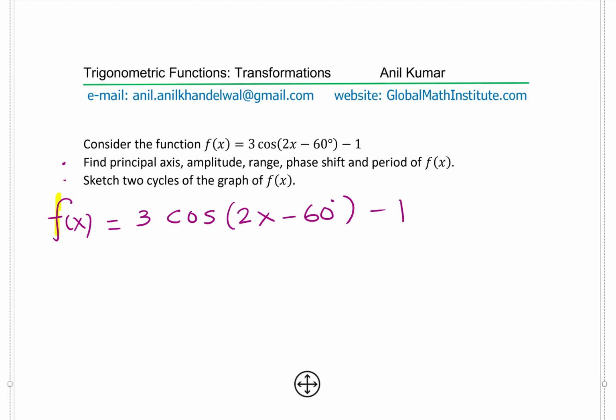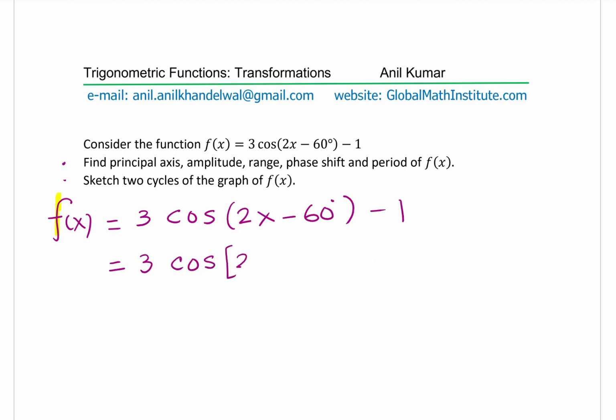To describe the transformation, it is always a good idea to factor the argument. Coefficient of x should always be 1. So let's rewrite this after factoring. So we have cos of, we'll take 2 common, x minus 30 degrees, minus 1. That gives us a clear idea about the phase shift or the horizontal translation of 30 degrees to the right. Correct? Now from here, we can write down all the answers.